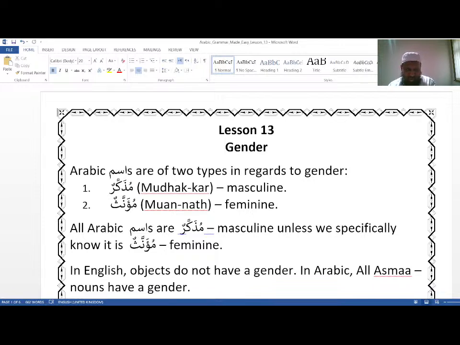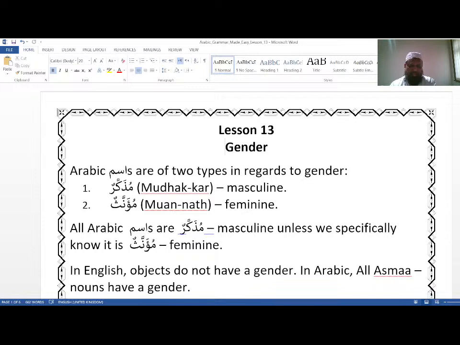Lesson number 13, gender. Arabic isms are of two types in regards to gender. Number one, mudhakkar, masculine. Number two, muannas, feminine. We are familiar with these two terms, mudhakkar, muannas. Even when we did the damir, we had mudhakkar, muannas. When we did the conjugation of al-fi'l al-madi, we had mudhakkar and muannas, masculine and feminine.